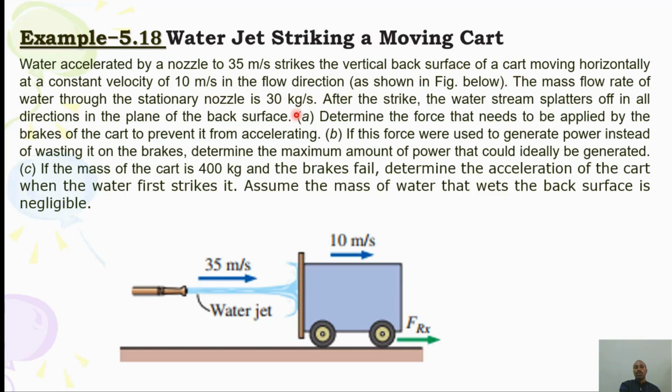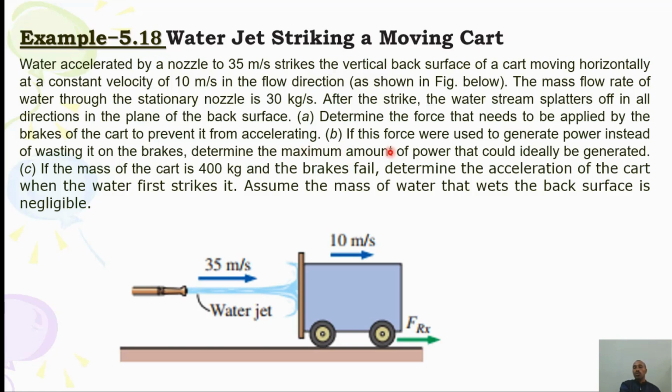So the mass flow rate of water through the stationary nozzle is 30 kilogram per second. After the strike, the water stream splatters off in all directions in the plane of the back surface of the moving cart. So determine the force that needs to be applied by the brakes of the cart to prevent it from accelerating. Just what is the resistance?